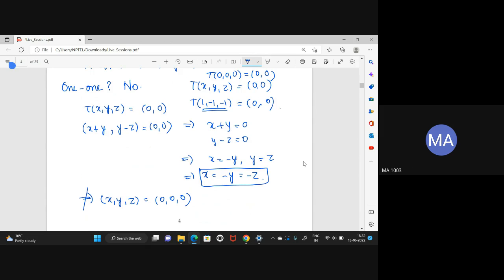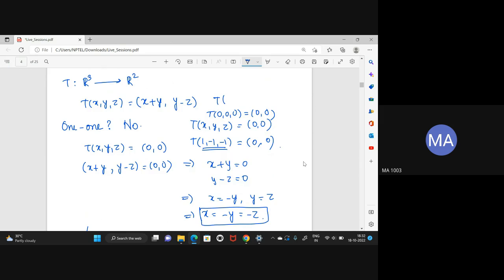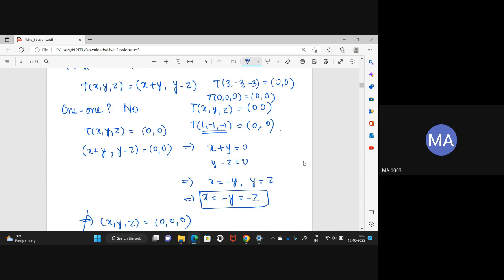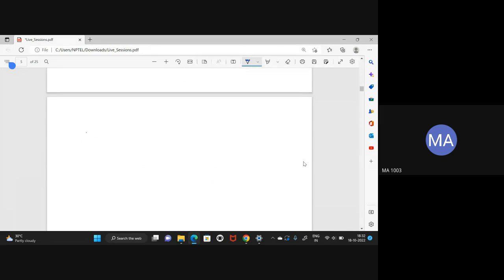Okay. What is T of, same map, what is T of 3 comma minus 3 comma minus 3? Same, 0 comma 0. So there are so many vectors that go to 0, 0, 0, right? Yes, ma'am. So it's not a 1 to 1 map. Is that clear? Yes, clear, ma'am. So let's come to that dimension part a little later. Now we'll just stick to this 1 to 1 thing.